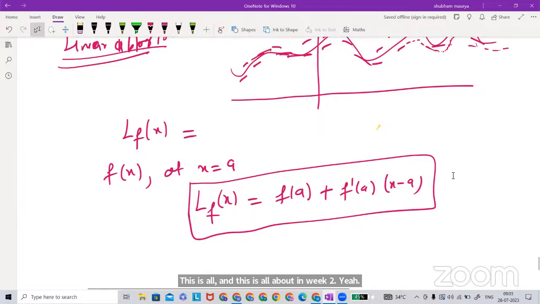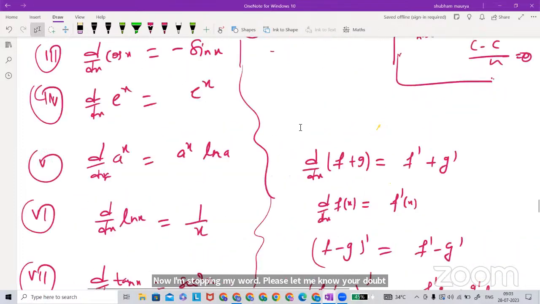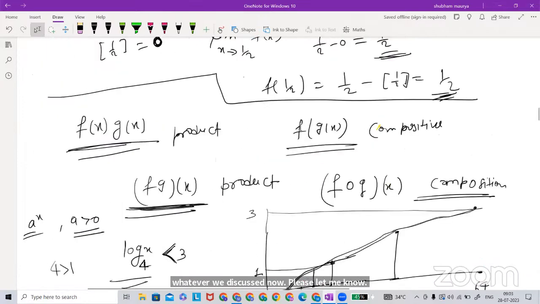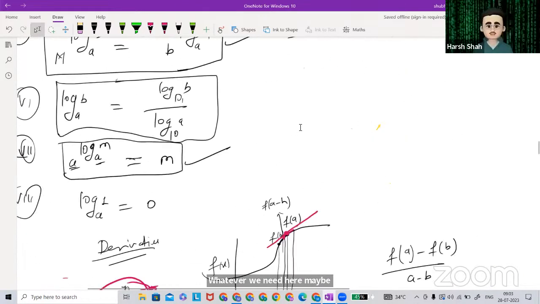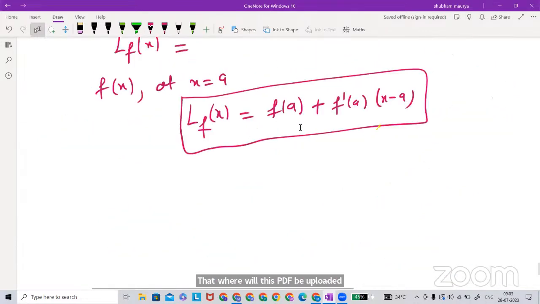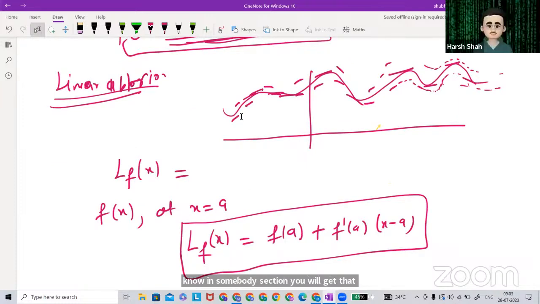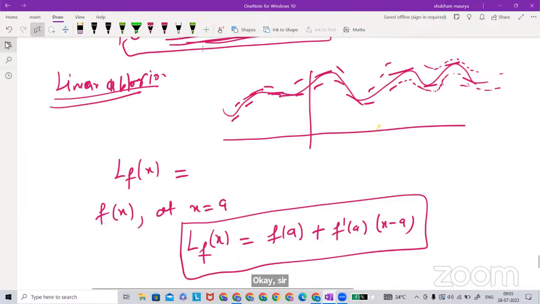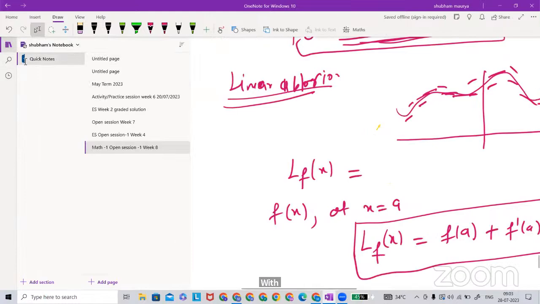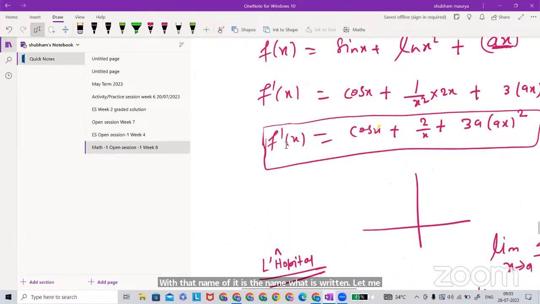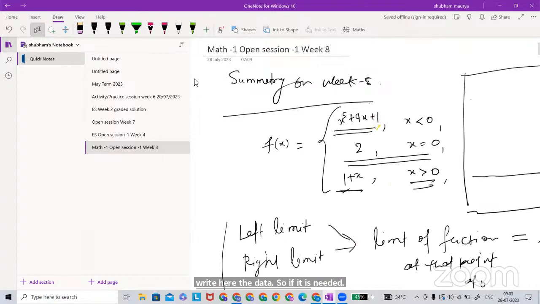Now I am stopping. Please let me know your doubts about whatever we discussed. Where will the PDF be uploaded? This PDF will be in the summary section, with the name written there. Let me write the date here also if needed, so you can easily find it date-wise. The date is 28.